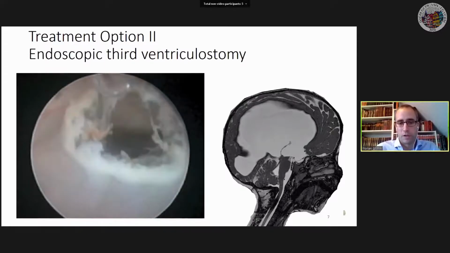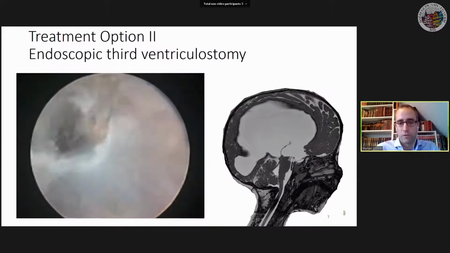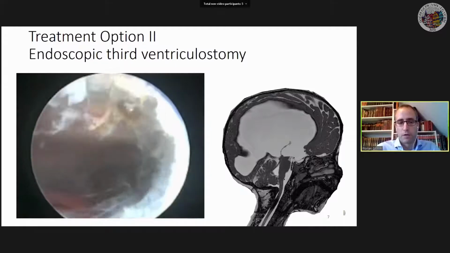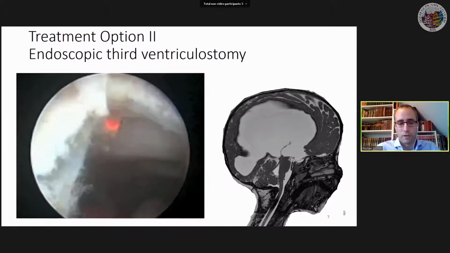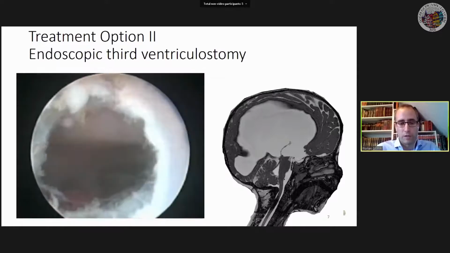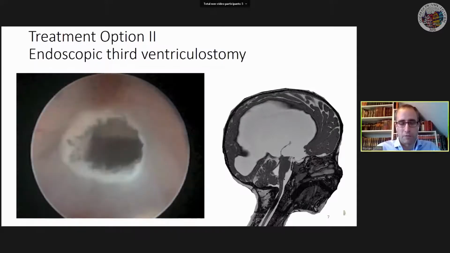Now you see that the membrane has been opened, and you see a flow of CSF throughout the opening. And in the bottom, you may see the basilar artery, which is a sign for us that we are at the right spot.